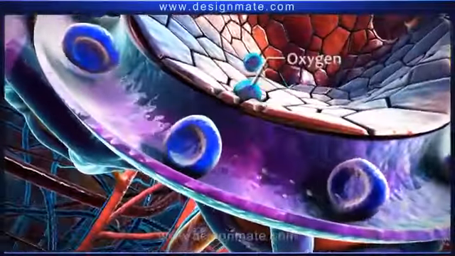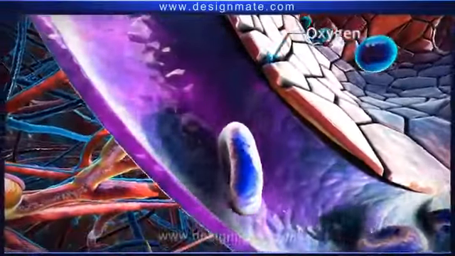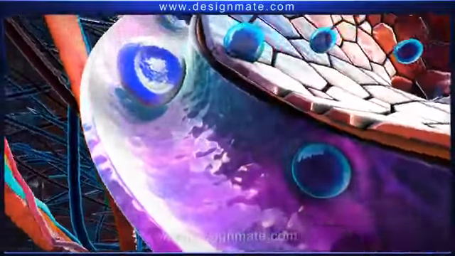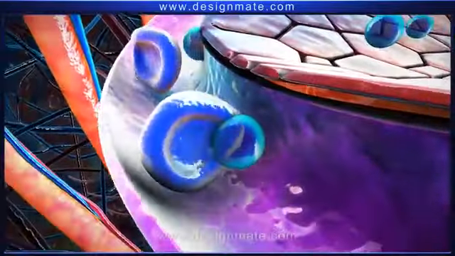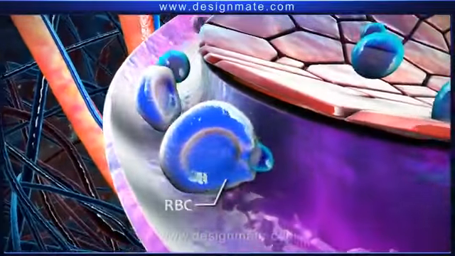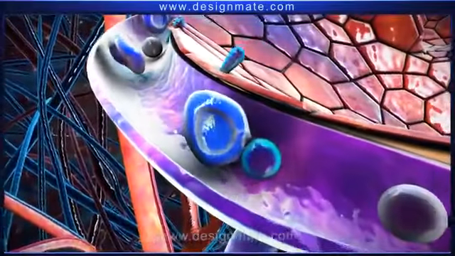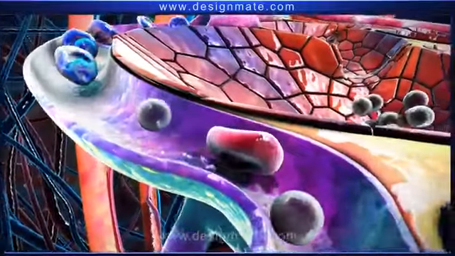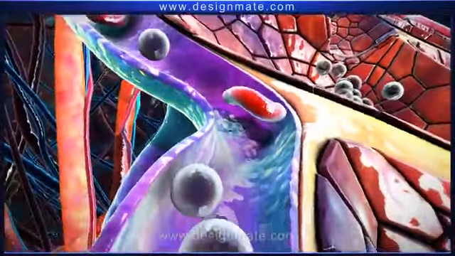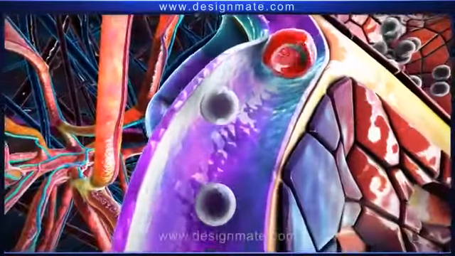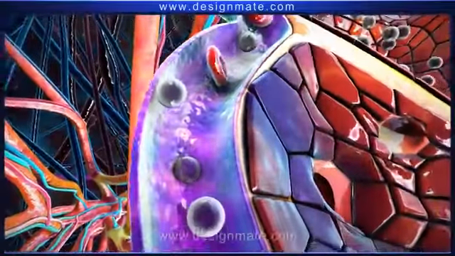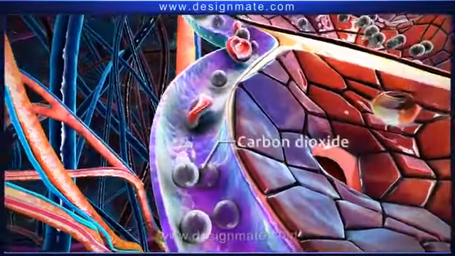As blood flows through the capillaries, the oxygen molecules from the alveolus diffuse into the capillary. This causes oxygenation of the RBCs. The carbon dioxide molecules are released into the alveolus.